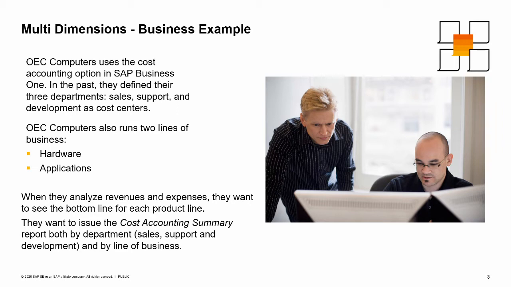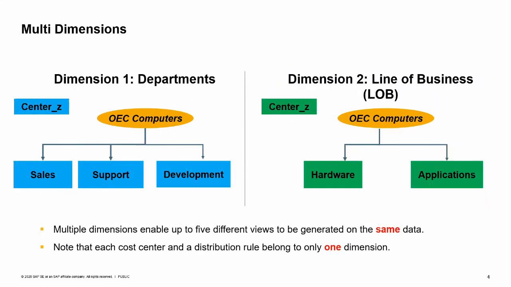You tell them that they can analyze the same data according to the company departments and also per line of business. Multiple dimensions enable up to 5 different views to be generated on the same data. This option appears only after the Use Multi-Dimensions checkbox is selected on the Cost Accounting tab of the General Settings window under Administration, System Initialization, General Settings. To define dimensions, choose Financials, Cost Accounting, Dimensions.